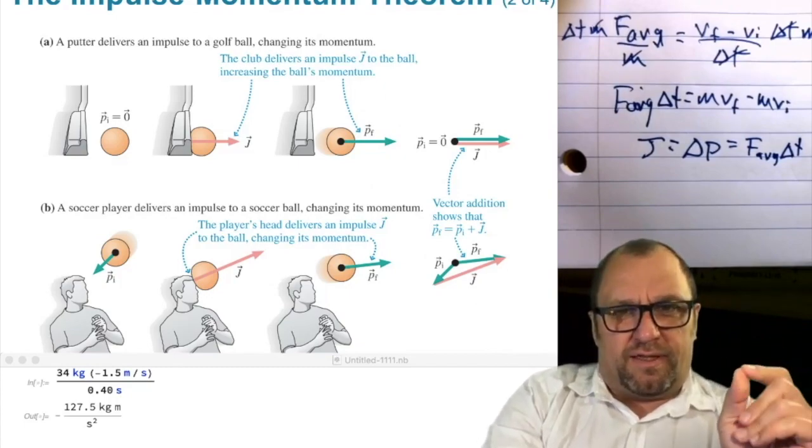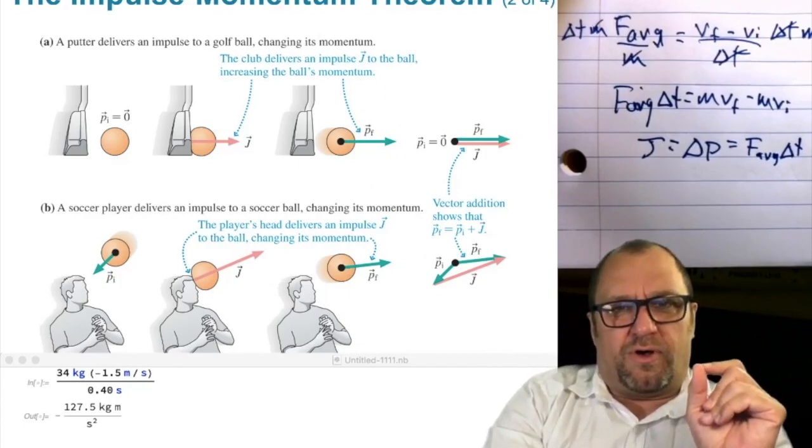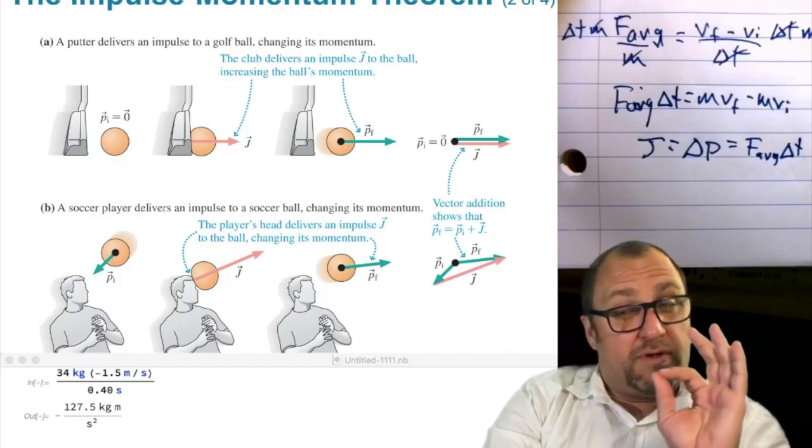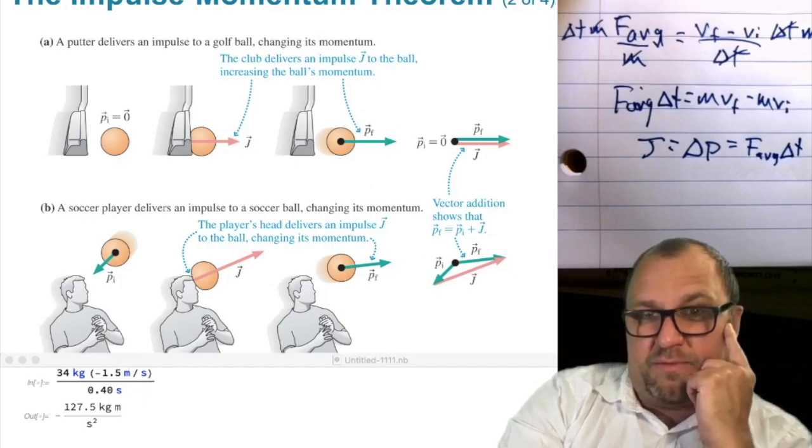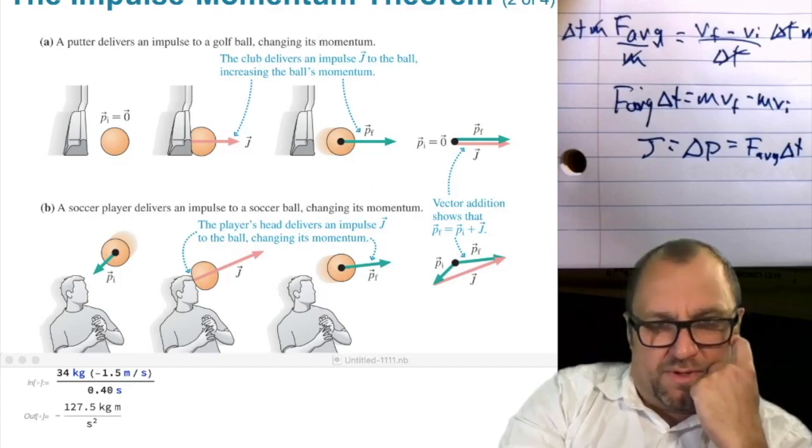The club delivers an impulse to the ball, increasing the ball's momentum. Okay, so we get a change in momentum.